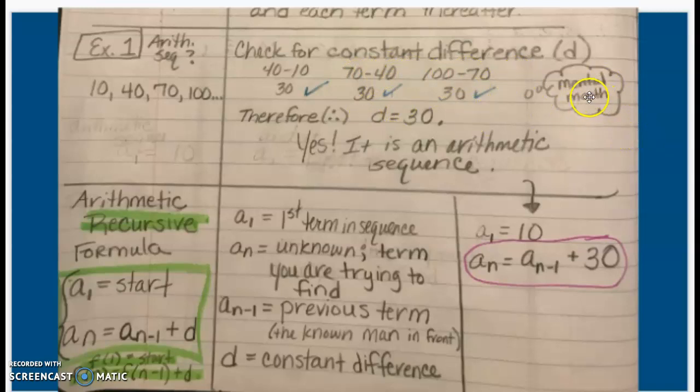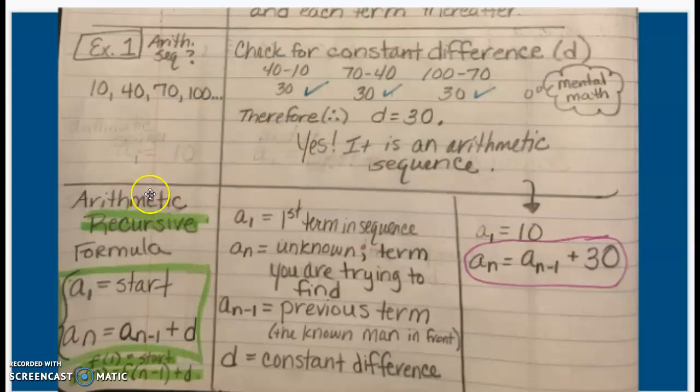That's the mental math that you're used to doing with sequences. This is the math behind it. Welcome to Math 1. Therefore, that's that dot, dot, dot. Therefore, the common difference is check, check, check, 30, because it happens between each and every single one. And you do have to check that. So yes, this is an arithmetic sequence.